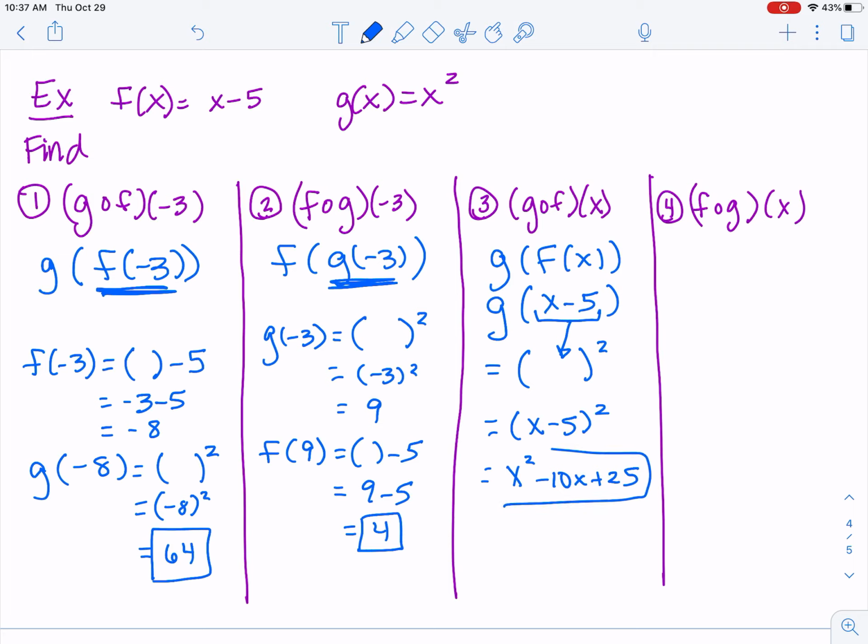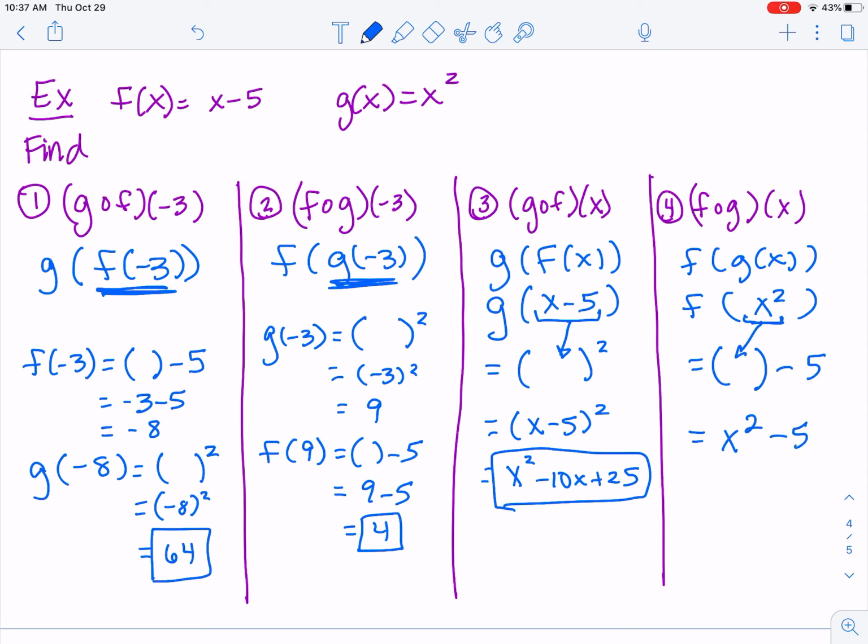Okay, there's my function. Let's do the composite in the other direction as well. F composite g of x. That is the same as f of g of x. So in other words, I'm taking g and plugging it into the f function. Well, let's see. What is g of x? The function is x squared. So I'm taking the x squared right here and plugging it into f. Well, f is x minus 5. What am I plugging in? I'm plugging in x squared. So that is x squared minus 5.